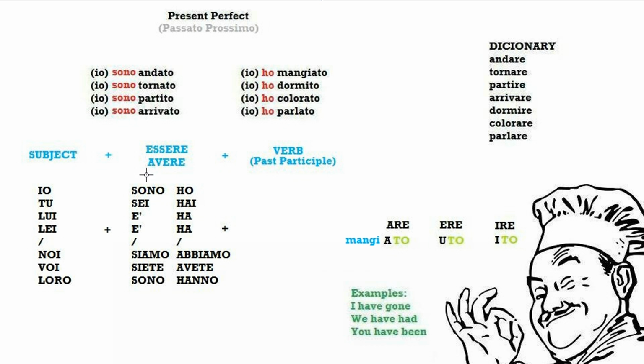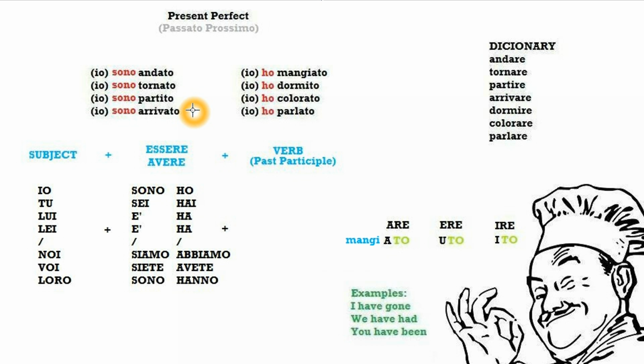For instance, the verb to go, the verb to come back, the verb to leave, the verb to arrive. All these verbs are called walking verbs or transitioning verbs because they involve movement and walking. So going from one place to another, either as a figure of speech or literally. So all these verbs need the verb to be.